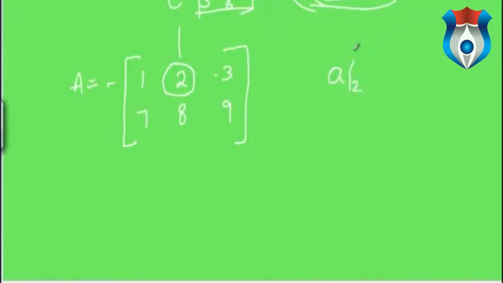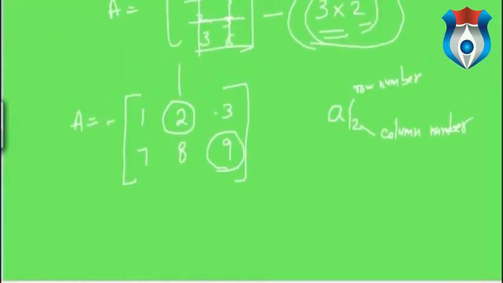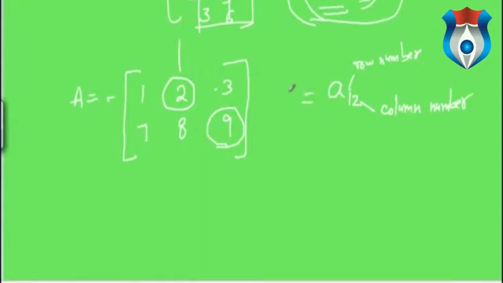This 1 is the row number and this 2 is the column number. Now find the location of the element 9. In which row is it present? The row in which 9 is present is row number 2 and the column is 3. So the position of this element 9 is A23.